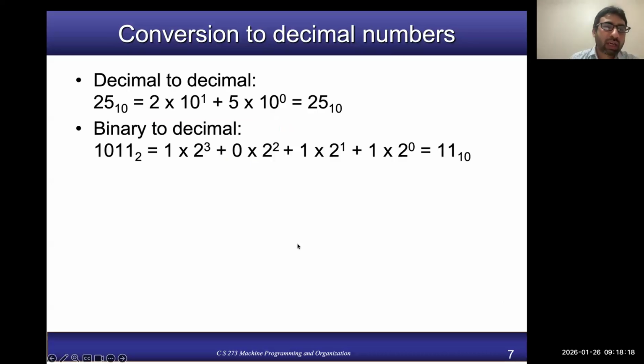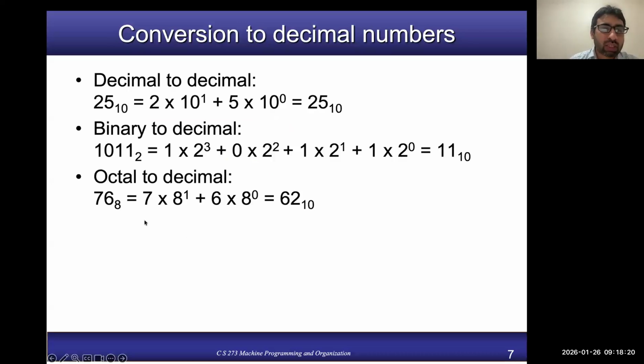Okay. So now let's have a look at how we can convert a number which is in the octal system, or an octal representation, to the decimal form, right? So here we have 76, and its base is 8, which means it is a number represented in the octal number system.